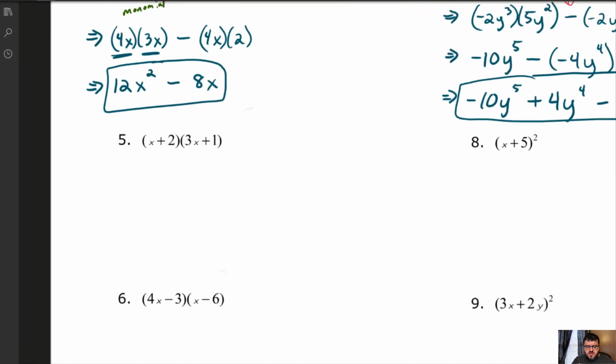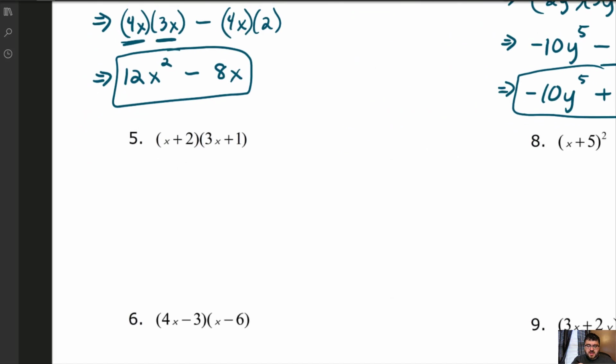Number 5. Now this one's a little bit different from even the previous 2, but if you look right here, this is a binomial times another binomial. Okay, so the way you're going to do this is you're actually going to use the distribution property again, but this time you're going to distribute multiple objects in the first set of parentheses.